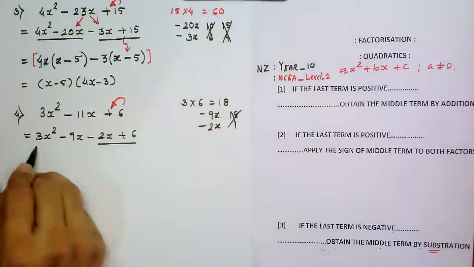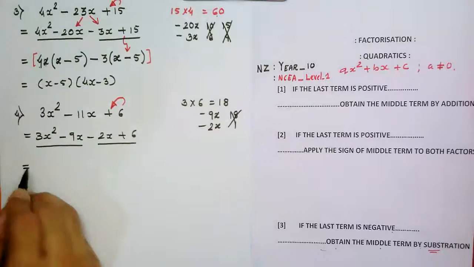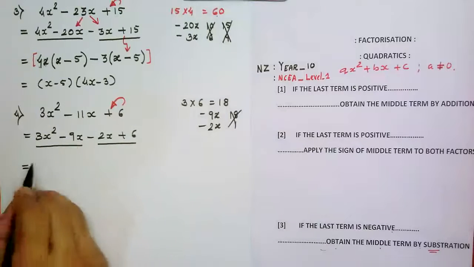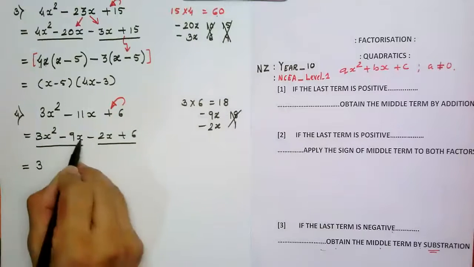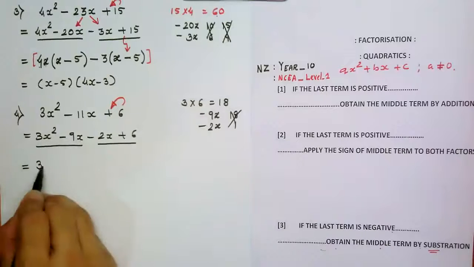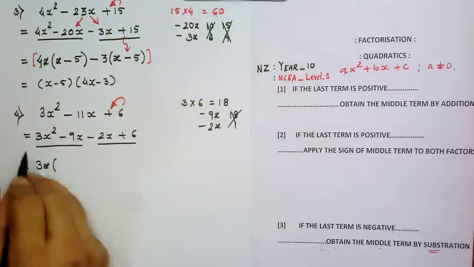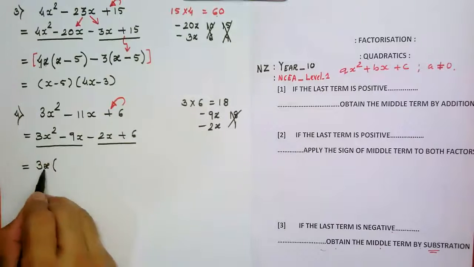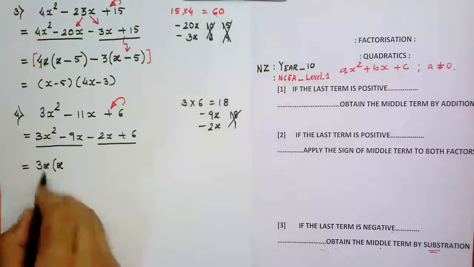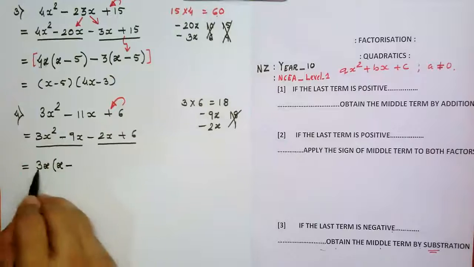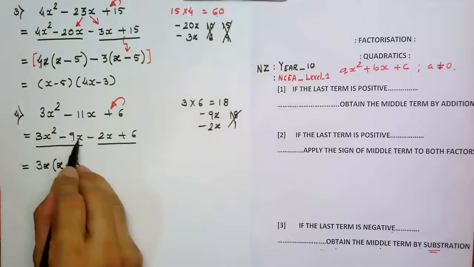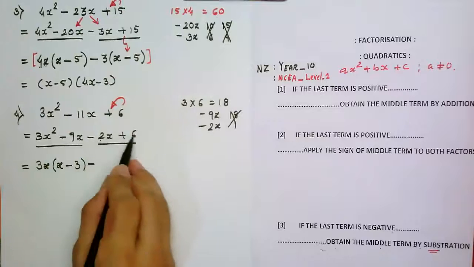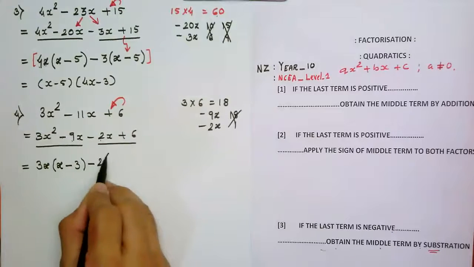Create pairs and try to take something common from individual pairs. 3 3s are 9, so 3 is common. X is present in both the terms, so x is also common. 3 has been taken out. Out of x squared, 1x is outside, so 1x will remain inside. Minus 3 times 3 is 9. X is outside, fine. Minus 2 times 3 is 6, so 2 is common.